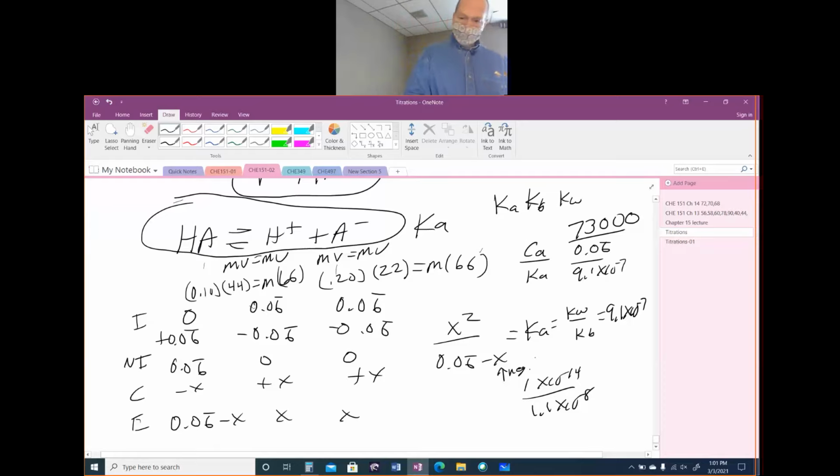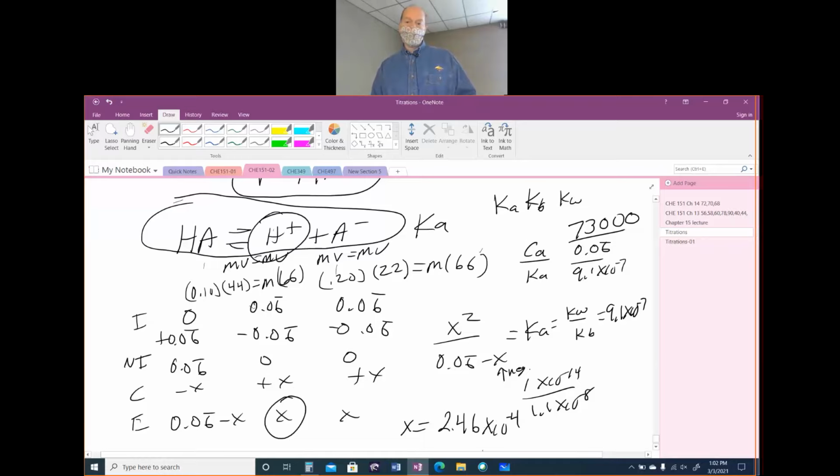So 0.06 repeating times the 9.1 times 10 to the minus 7. Then you take the square root of that product, and you get 2.46 times 10 to the minus 4. All right, so again, what is x? Well, you got to look. It's right there. Your x is your concentration of H+.